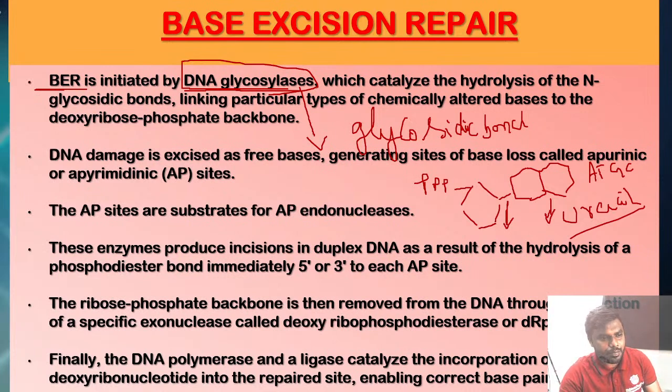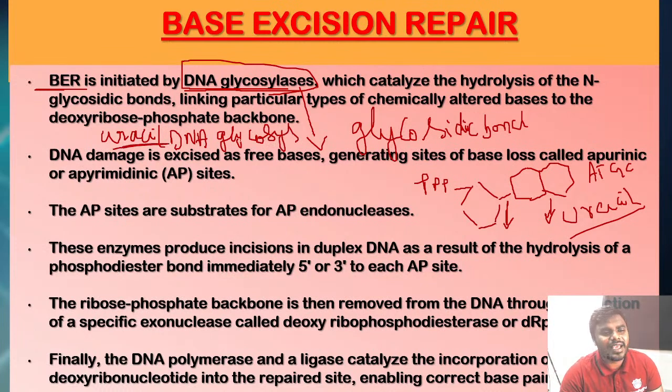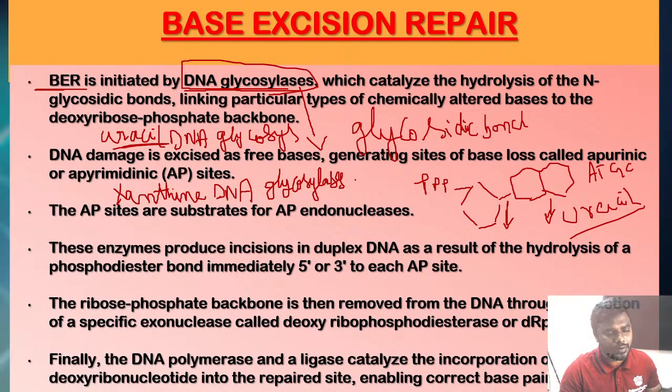An example: uracil is introduced in the DNA. Then, friends, what kind of enzyme will we use? We will use uracil DNA glycosylase only, because this enzyme only will cut the uracil. Simple point. Suppose, for example, xanthine is introduced in the DNA, then, friends, undoubtedly we are going to use xanthine DNA glycosylase only. Please do not forget this statement at all.